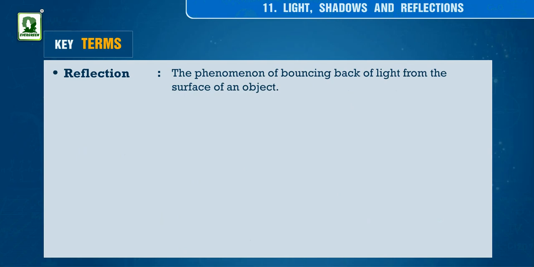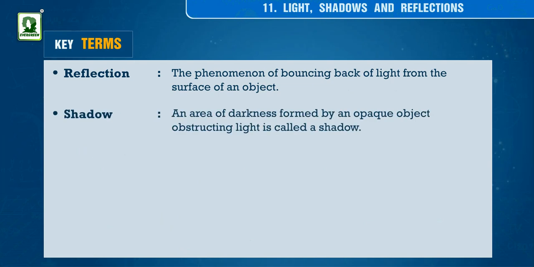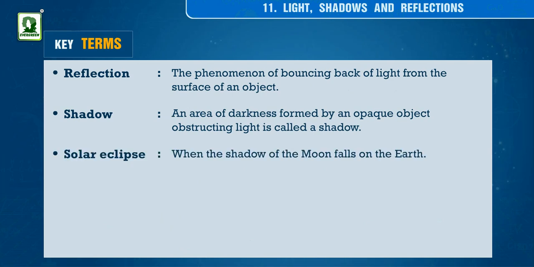Reflection. The phenomenon of bouncing back of light from the surface of an object. Shadow. An area of darkness formed by an opaque object obstructing light is called a shadow. Solar eclipse. When the shadow of the moon falls on the earth.